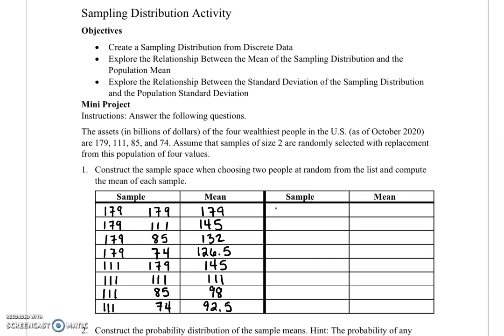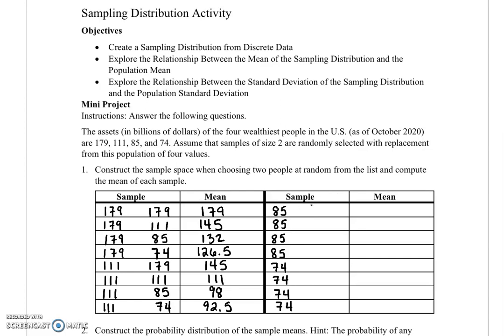Now, you should try and construct the other half of the sample space yourself. I will give you a hint again. You need all the possibilities if the 85 billion person is chosen first, and you need all the possibilities if the 74 billion person is chosen first. So pause the video and try to fill that in and then start it back up and see if you got it right.